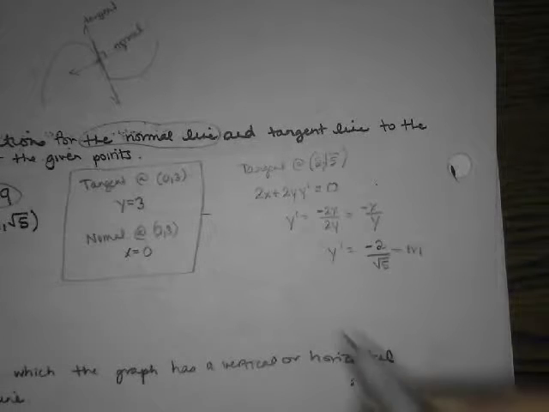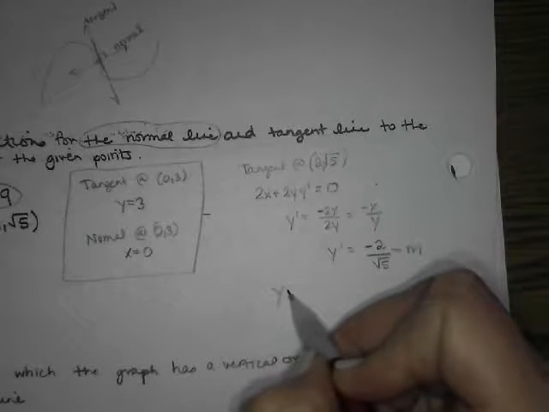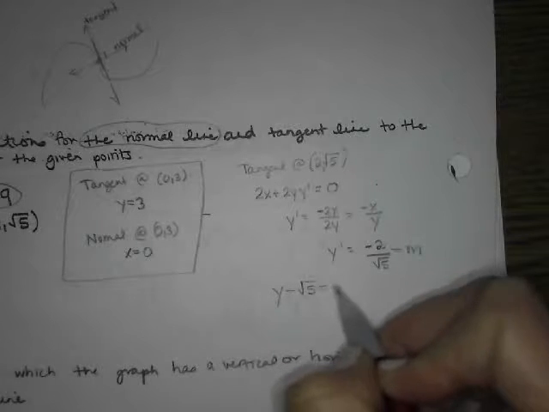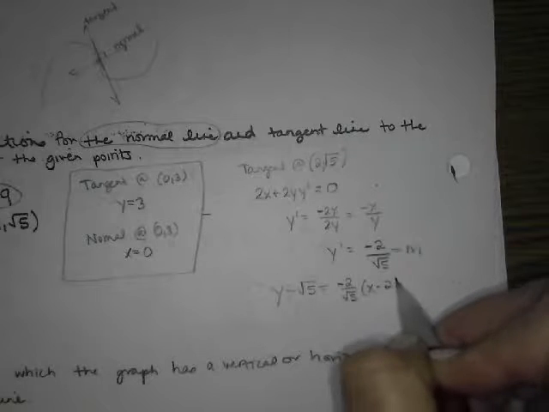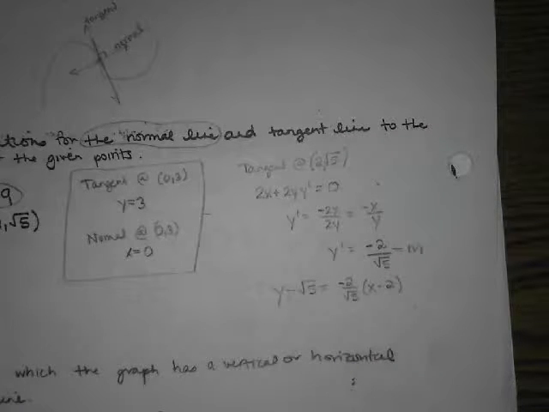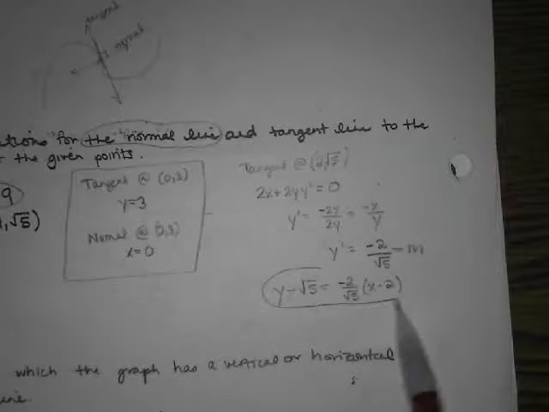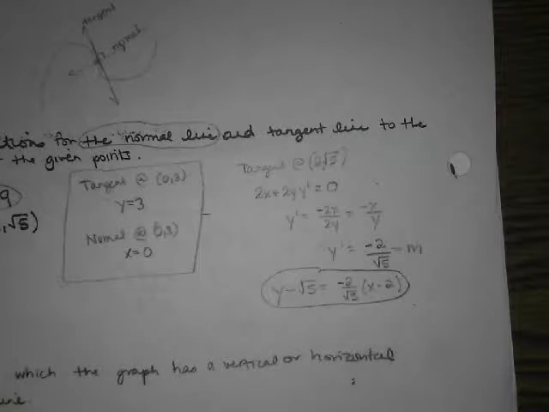So when I go to write that equation, point slope form, y minus root 5 equals negative 2 over root 5 times x minus 2. And I'm going to leave that alone. We'll just keep our final answer in point slope there.